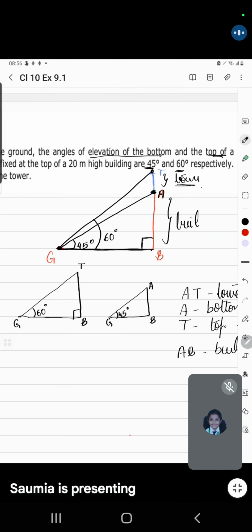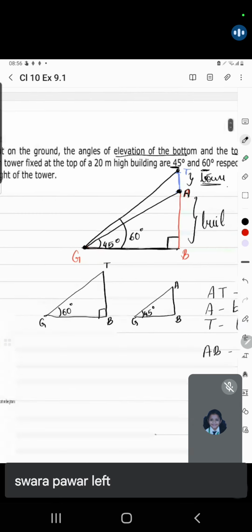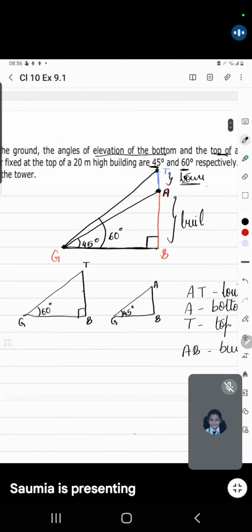So AB is the building. Now I have to find out the height of the tower, AT, but this portion is there in this triangle. Now what I'm going to do is find out both of them, like I want to find out only AT. But can I write AT as BT minus BA? Yes. Okay. Now let us take one by one triangle.